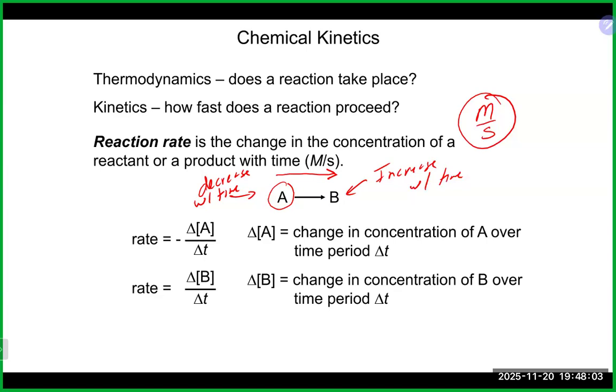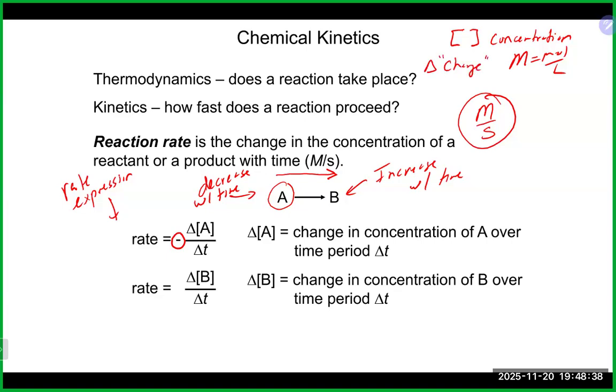Now, we could write what is sometimes referred to as the rate expression. It expresses basically the change in the concentration of a reactant or product with time. The rate is equal to minus the change in the concentration of A over the change in time. When you see these little brackets, these mean concentration, and typically that is molarity, which is moles per liter. The delta means change.